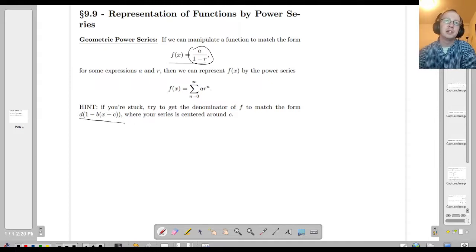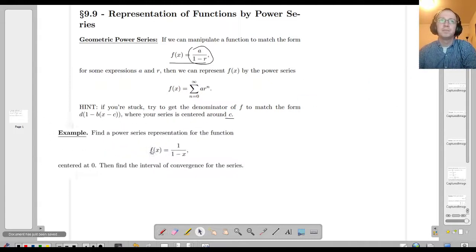And one hint I'm going to give down here is if you're unsure how to make your function look like a over 1 minus r, what I want you to do is set the denominator of your function equal to this expression, d times 1 minus b times x minus c, where your series is centered around c. Now that's a little bit complicated. It is a little bit of a handful to memorize, but I definitely think there's a lot of value in just going ahead and memorizing that expression. Okay, so let's just try a basic example first where we're not going to have to use that crazy hint.